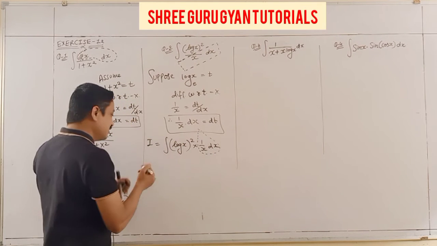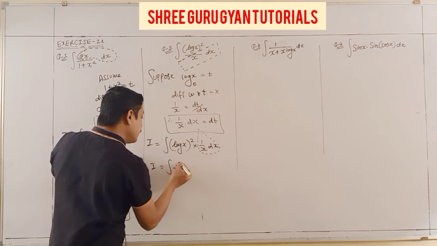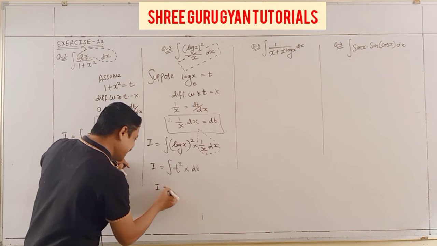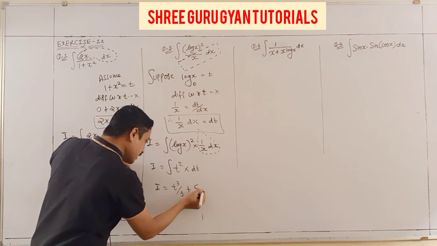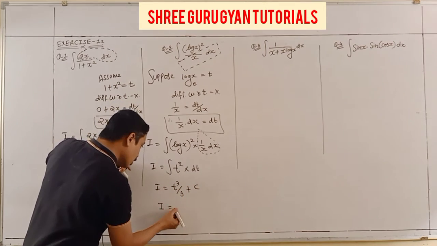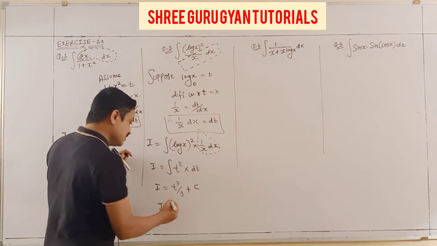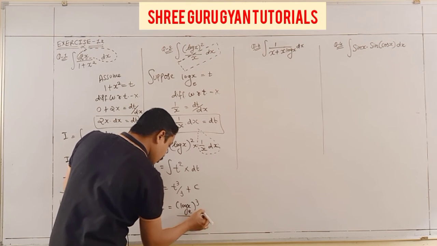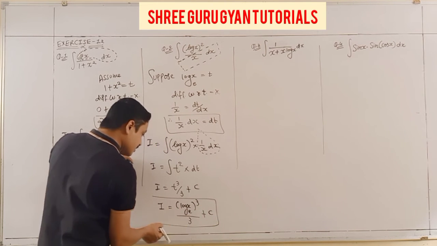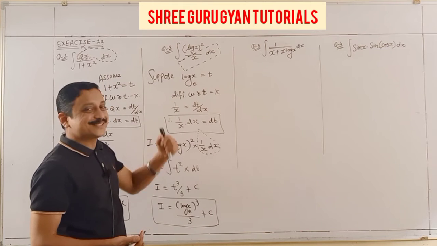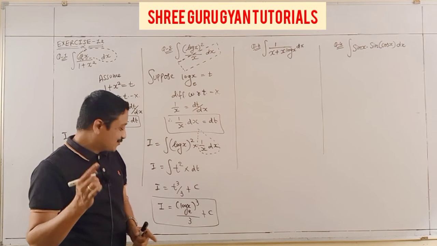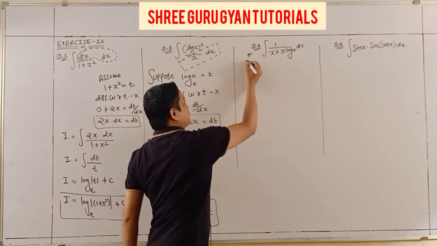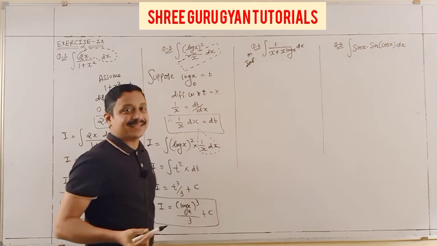We already know that the value is t square and then dt. Very easy, my answer is t cube by 3. Putting back the value of t, we get log x base e the cube upon 3 plus c, and happily this question is also done, students, in the simplest form.